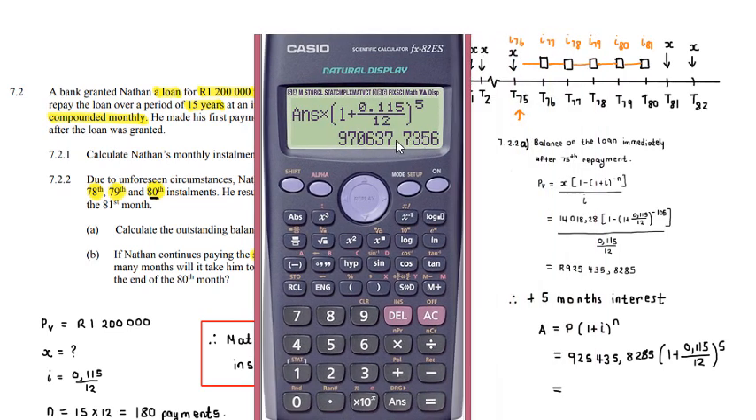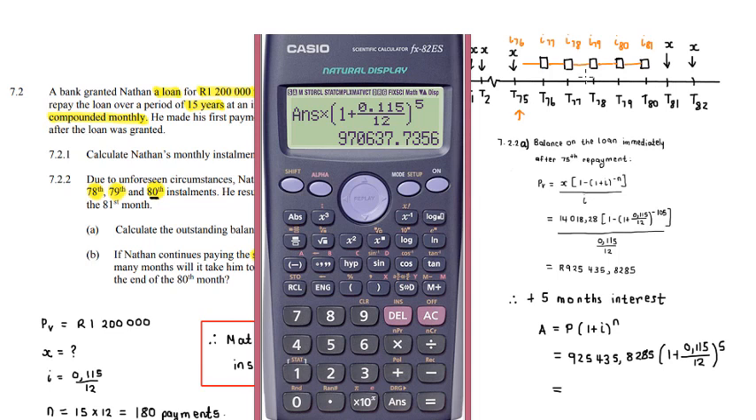So basically, to summarize this, it's the balance on the loan immediately after you've made your last payment, plus any interest that was charged for the period of time where you were not making any payments, or what we call your missed payments. So for question 7.2.2a, Nathan's outstanding balance, which is now the amount that he's going to try and settle, is 970,637 rand and 74 cents.